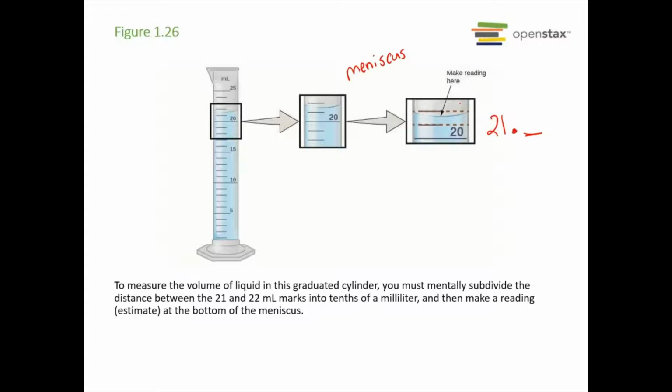So for instance, it seems a little bit closer to 22 milliliters, so maybe we're gonna say it's 21.6 milliliters. Okay, but maybe some of you think, oh no, I think it's more like 21.5 milliliters. That's fine too. Some of you may say it's 21.7. All of us may have a different guess digit. But we can't say this is 21.60, right? Because we can't say that with certainty.